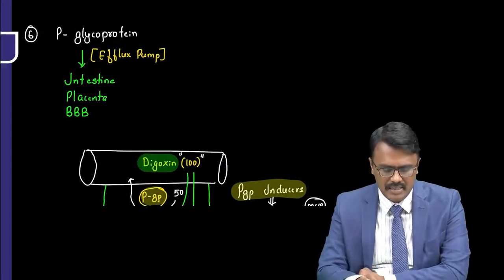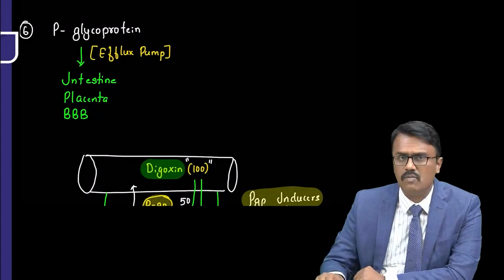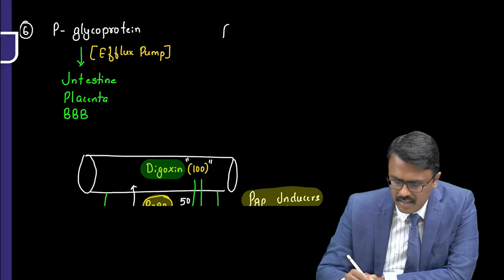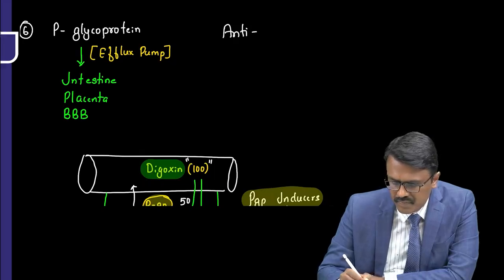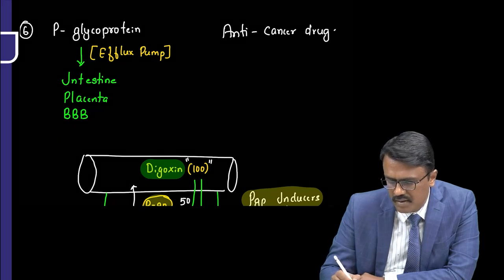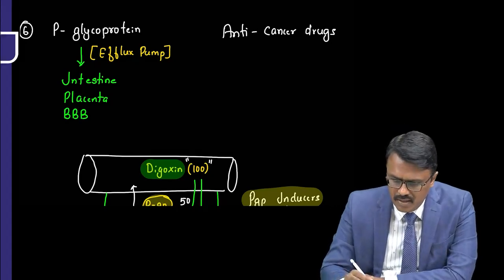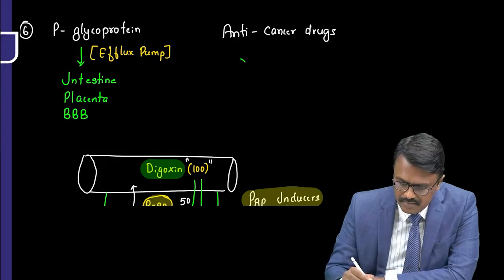But this P glycoprotein has one more problem. What is that? There are certain anti-cancer drugs. Now you read the term anti-cancer drug. What do you mean by that? These are the drugs which are going to kill the cancer cell. Now let me write a cancer cell. This is a cancer cell.